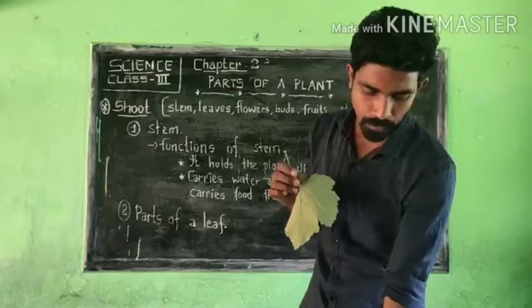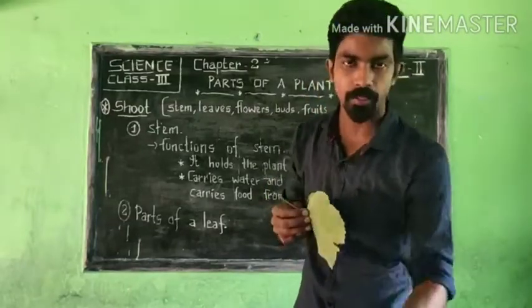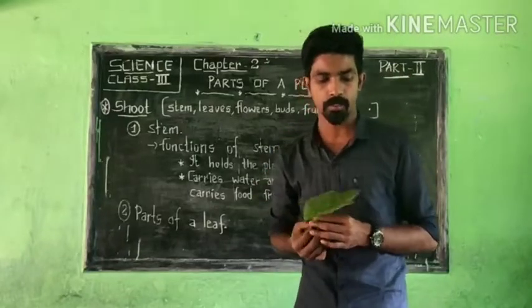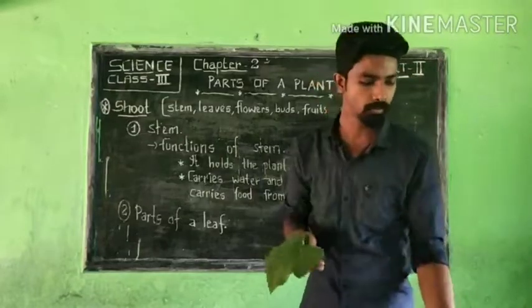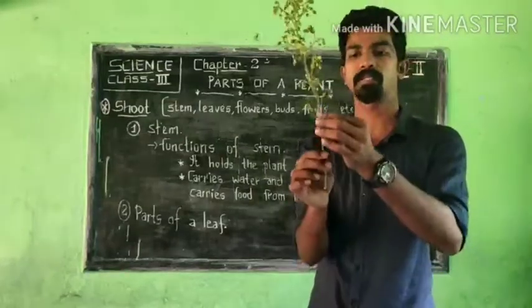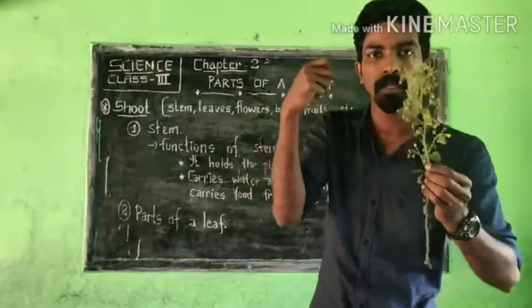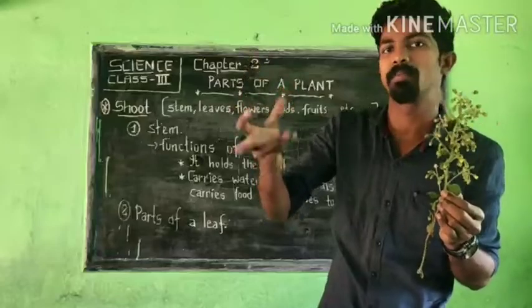What do you see on the lower surface of the leaf? You can see a main vein and small veins. These veins support the leaf and carry water and minerals to all parts of the leaf. I'll explain that. The stem takes water and minerals from the root, which were already taken by the root from the soil.